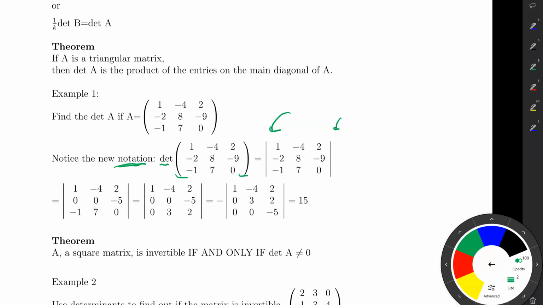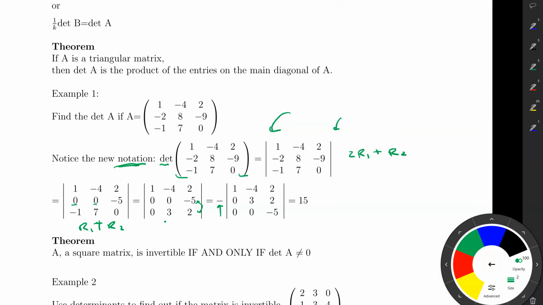From this step to this step, I multiplied 2 times row 1 and added it to row 2, so that I could get a 0 here. That's what I want. And 2 times this, oh look at that, I get 2 zeros. Then between here and here, I added row 1 and row 2, and that gave me a 0 here. So lots of zeros. Then I switched these 2 rows, which put the negative out in the front.